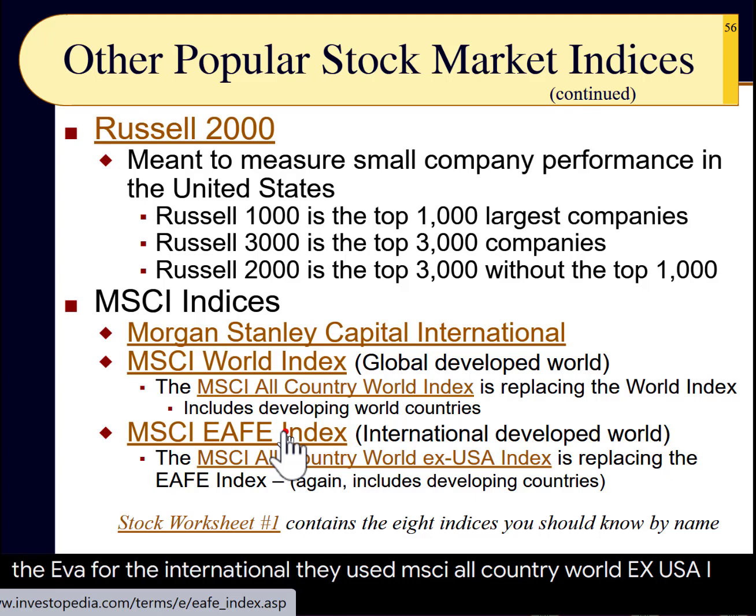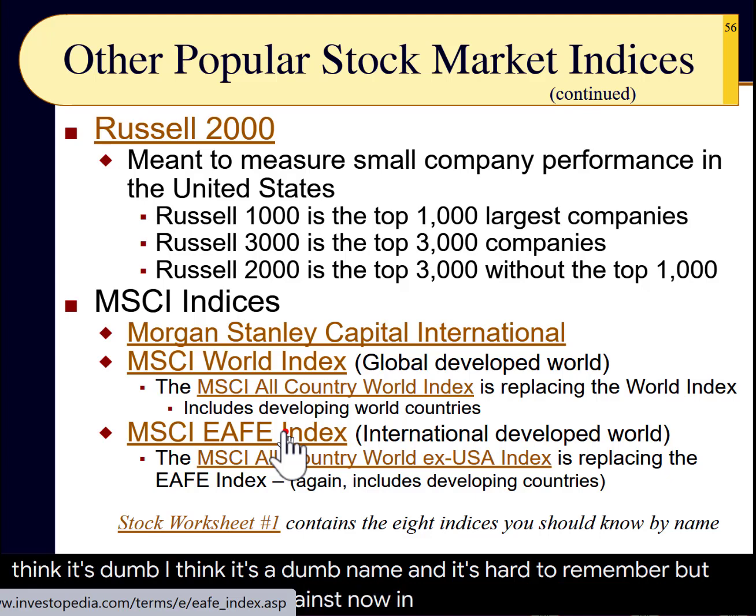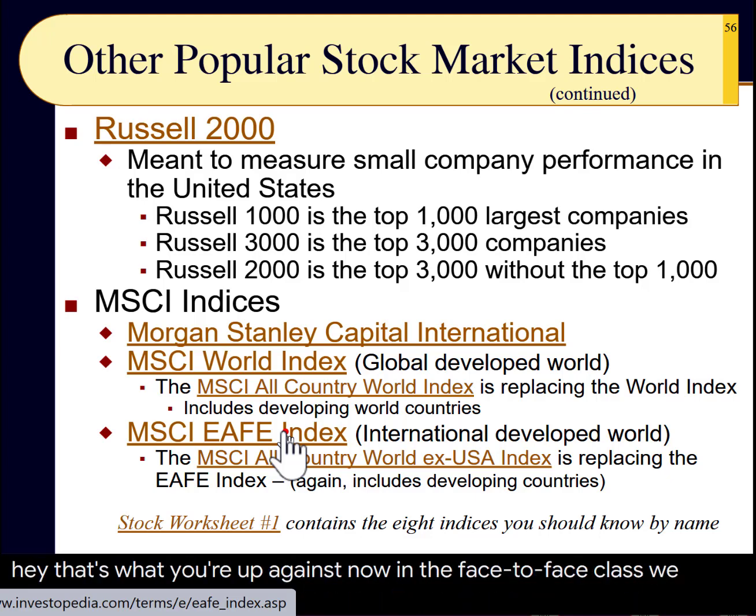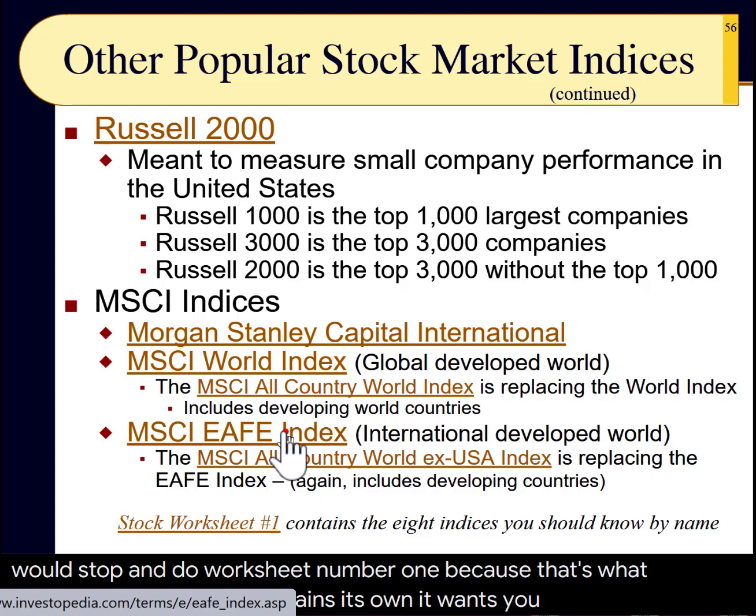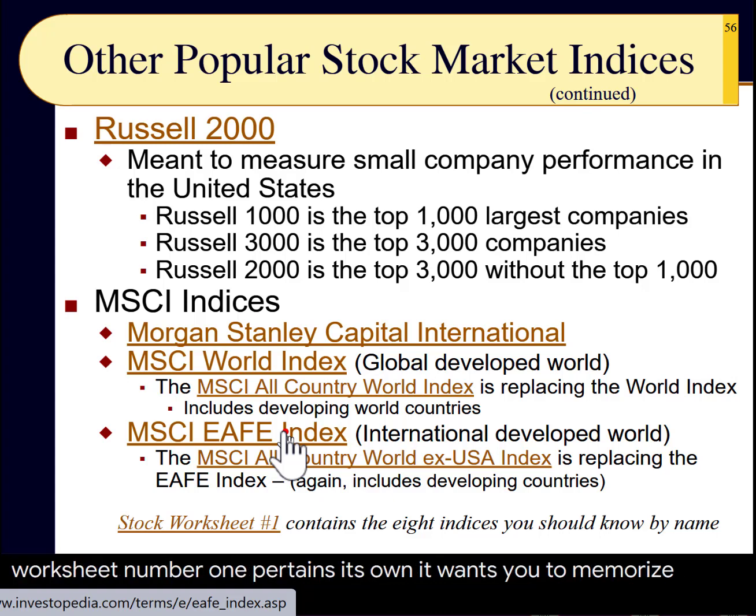I think it's a dumb name and it's hard to remember, but hey, that's what you're up against. Now, in the face-to-face class, we would stop and do worksheet number 1, because that's what worksheet number 1 pertains to. It wants you to memorize, internalize, know the 8 important indices, realizing that there are thousands of these things, folks.